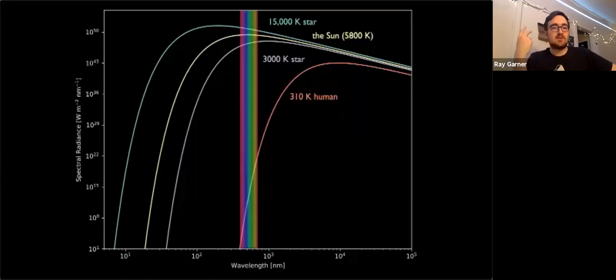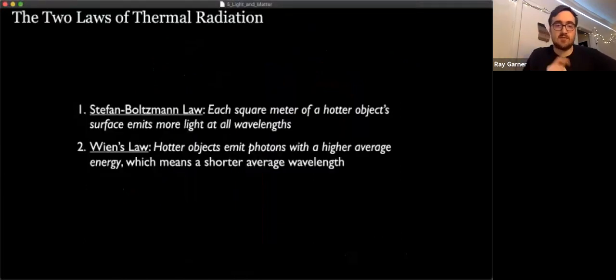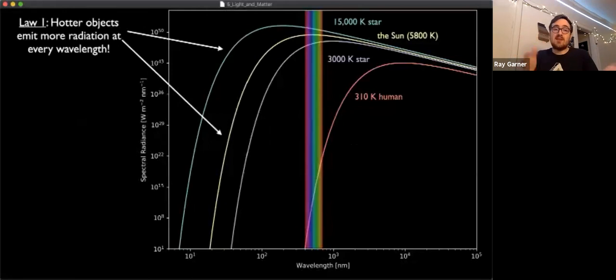Now, if you were to look at this plot for a while, you hopefully would notice two things. And these are the two laws of thermal radiation. The first one is the Stefan-Boltzmann law, named after the two guys who discovered it: each square meter of a hotter object's surface emits more light at all wavelengths than a cooler object. And then Wien's law: hotter objects emit photons with a higher average energy, which means a shorter average wavelength. So here are the two laws in action.